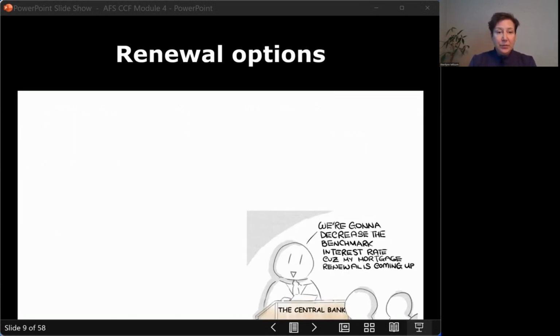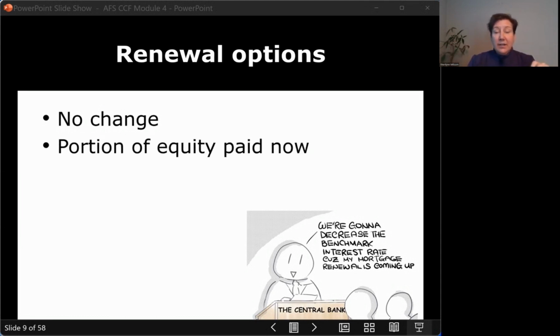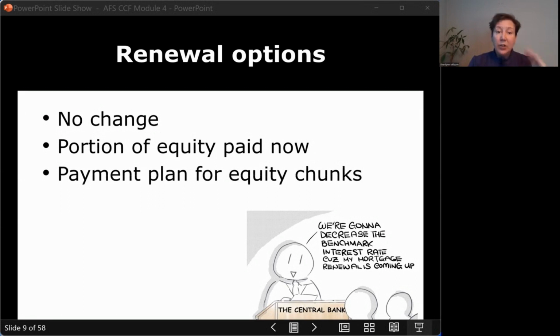So our options for renewal are to have no changes. Again, usually that's with little to no unpaid seller's cash portion of equity. But in some cases, the seller feels like he got a good enough deal to start with. He doesn't need the money right now, and he's happy to just let it sit the way it is. So it could be either way. In some cases, you will pay a portion of their equity now, of that cash owing, and it could be a payment plan for smaller chunks of equity over time.